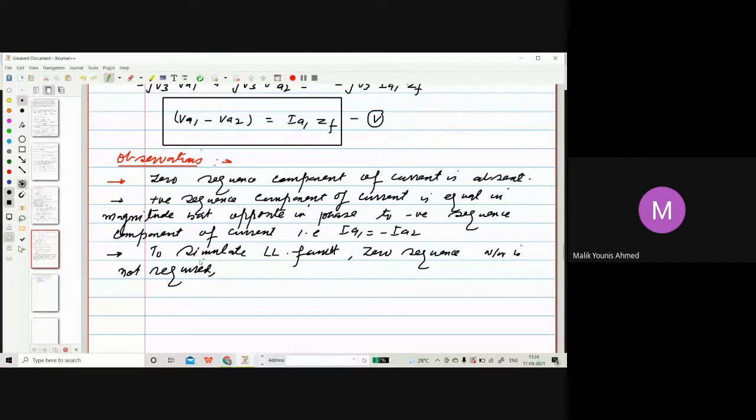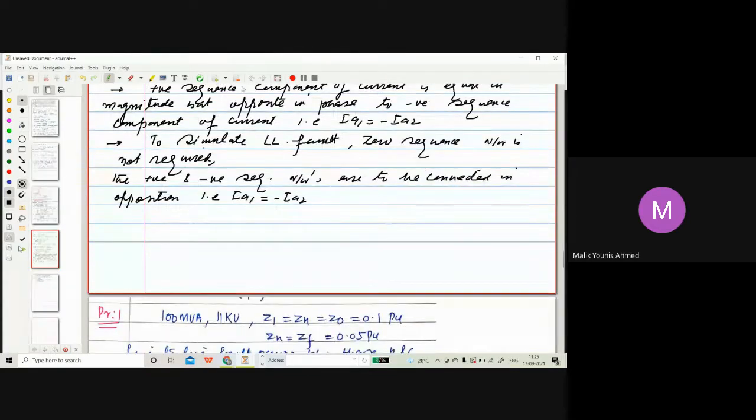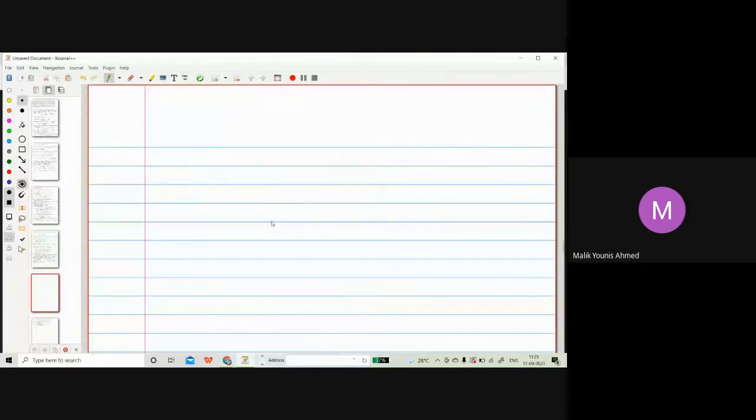And the second point is the positive and negative sequence networks are to be connected, whatever you want to write, in opposition. Opposition means currents are in opposite direction. Now it will be easy for you to draw the interconnection of sequence networks. That will be minus IA2. So these are the observations we had in this case. So let's move to interconnection of sequence networks, now it will be very easy for you.